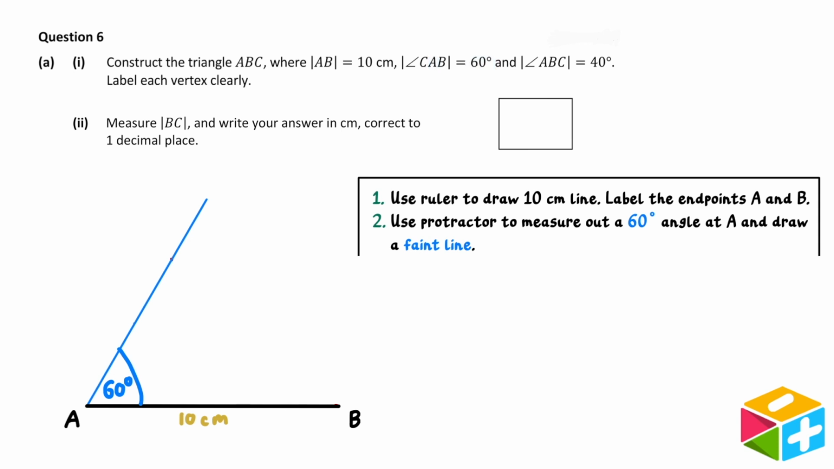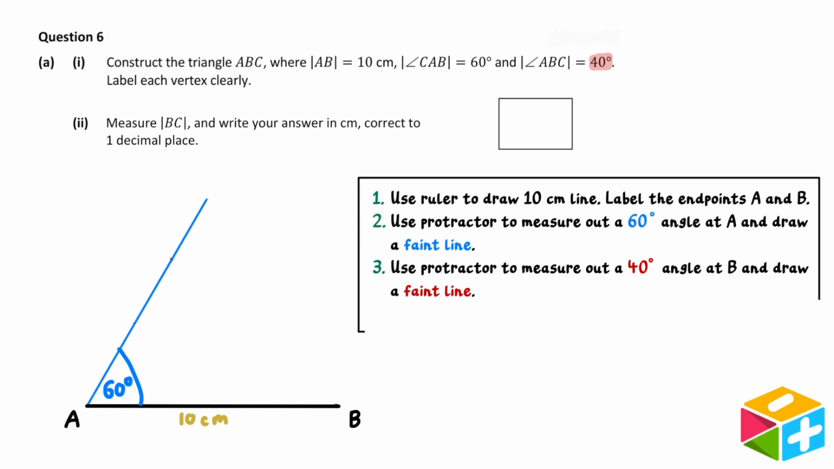Our final bit of information is that the size of the angle ABC is equal to 40 degrees. Since B is the middle letter here, that's where the angle occurs. So the next step will be to use our protractor again to measure out an angle of 40 degrees at B. We'll draw a faint line outwards in this direction.